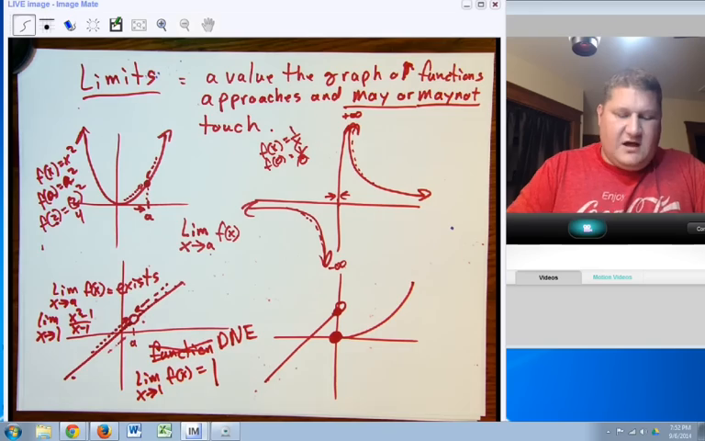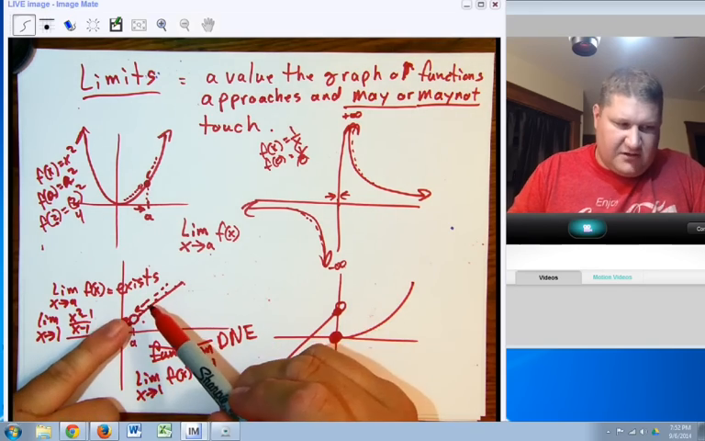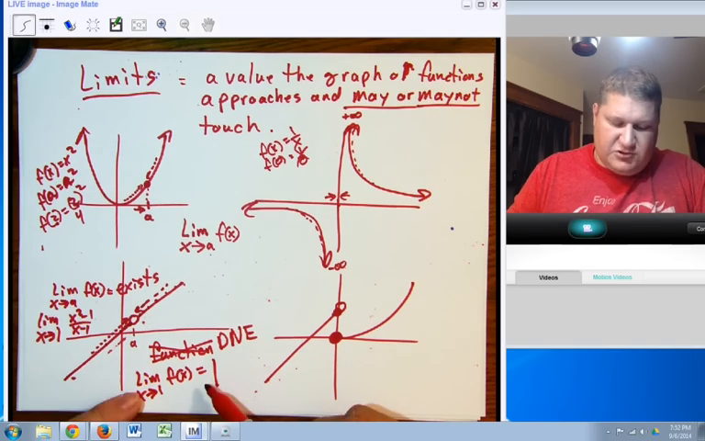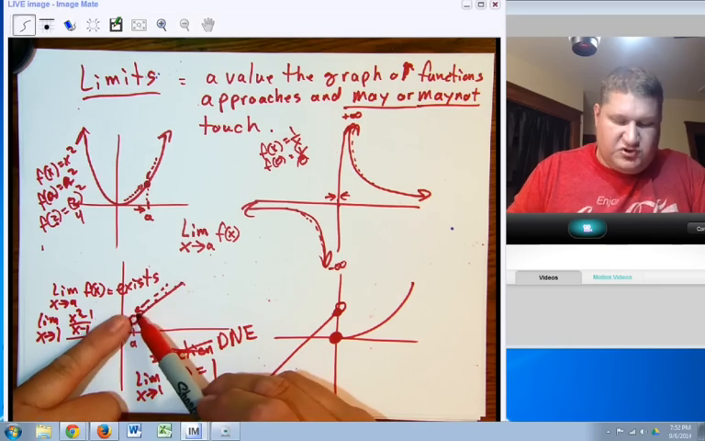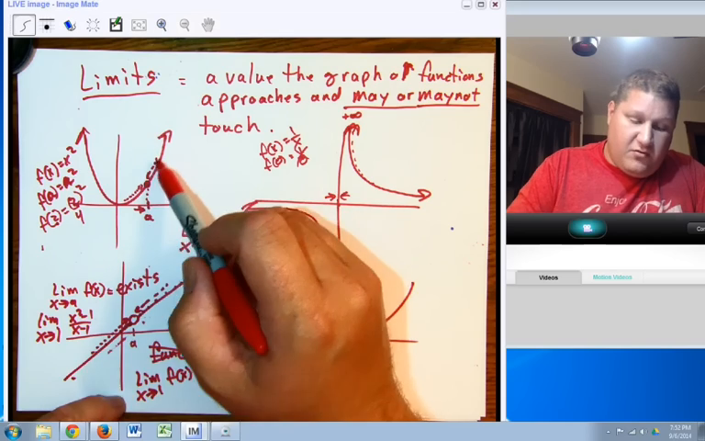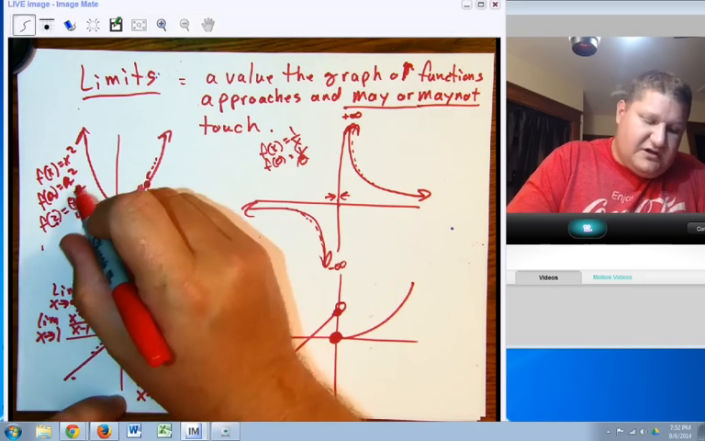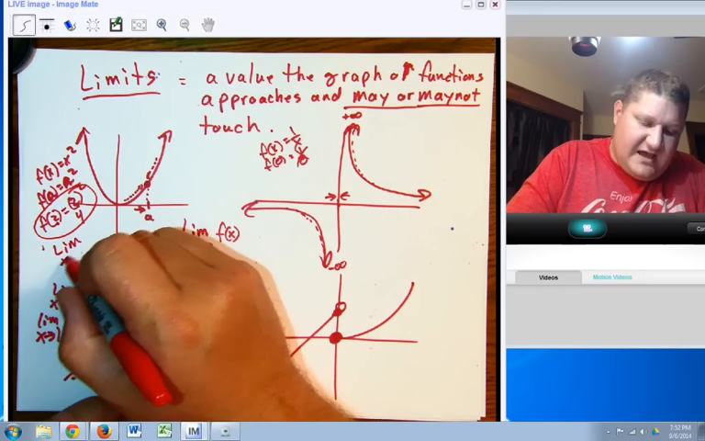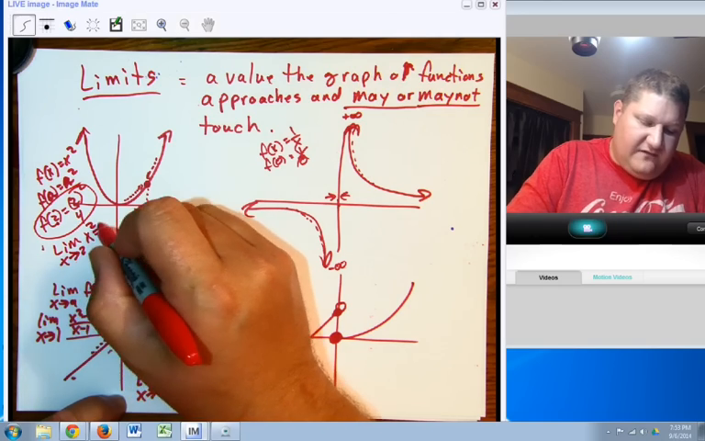So the whole concept of a limit is, what does it seem to be approaching? It doesn't actually have to be there, but it has to approach it. And in fact, it has to approach it from two sides. In this case, we had it approaching 4. Approaching 4. So not only is the function 4, the limit as x approaches 2 of x squared is indeed 4.